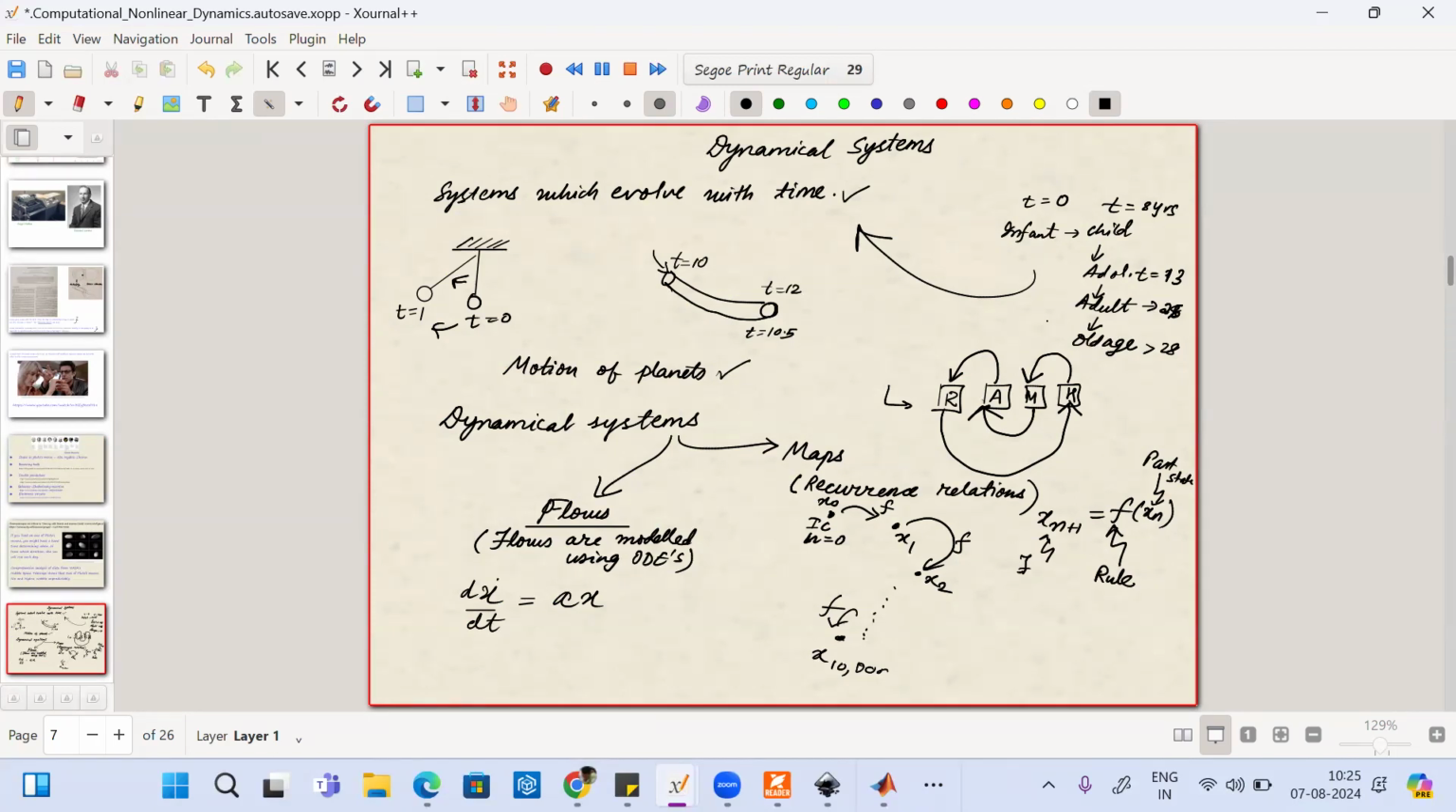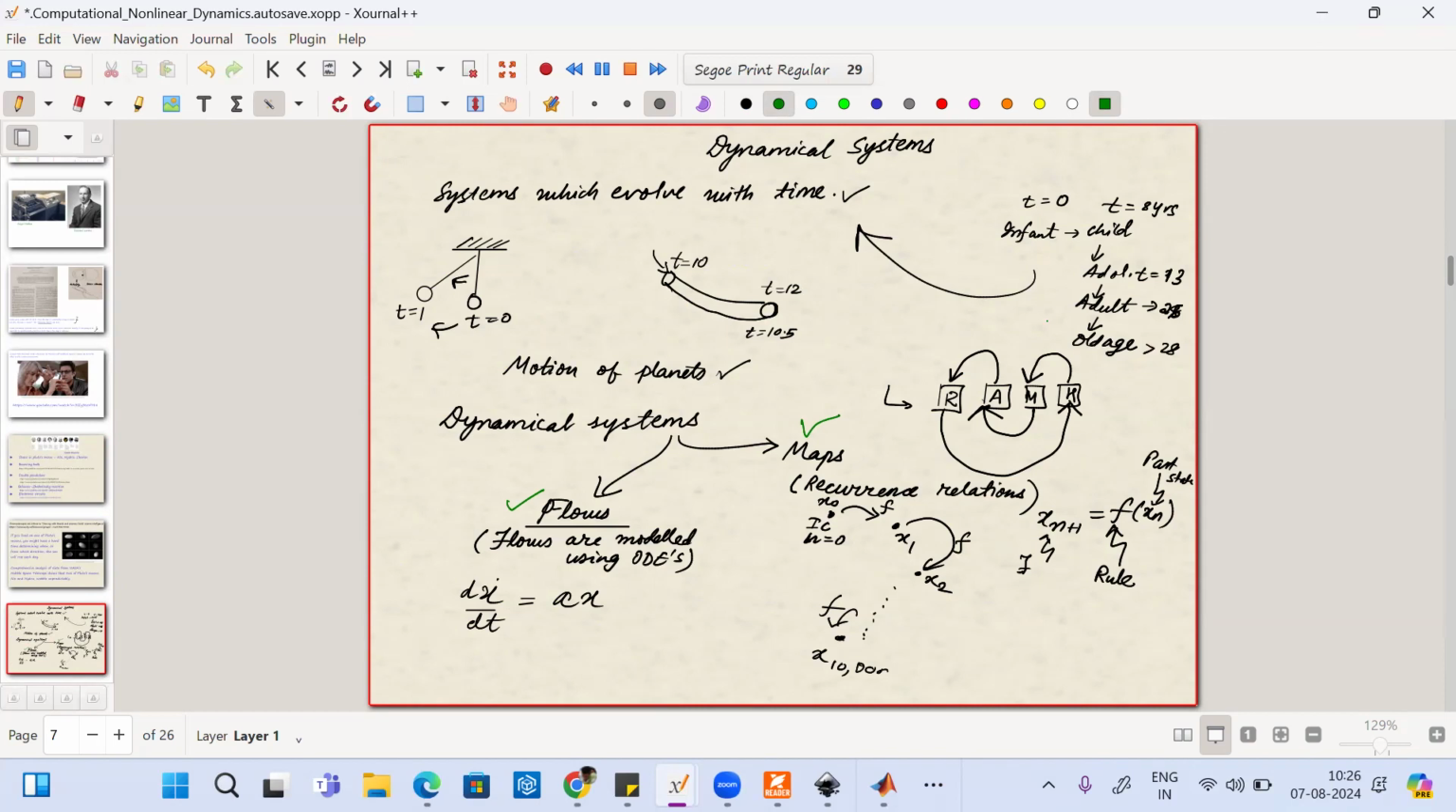Dynamical systems can be classified into two types, as you can see here. One is the flows, and another is the maps. What are flows? Flows are anything which changes over time continuously. Therefore, these are modeled using differential equations. For example, x is a variable which changes over time.